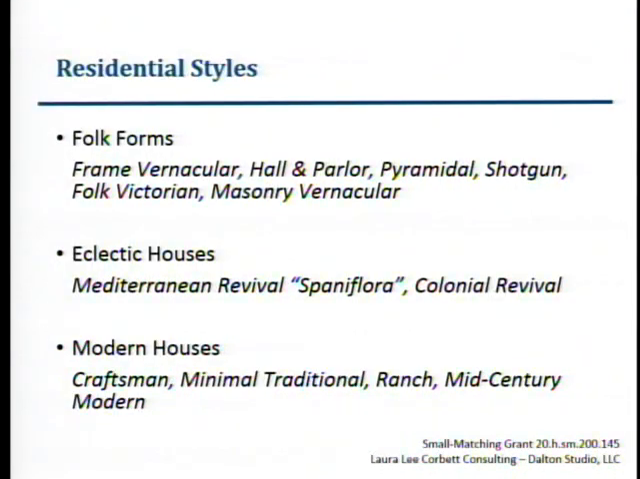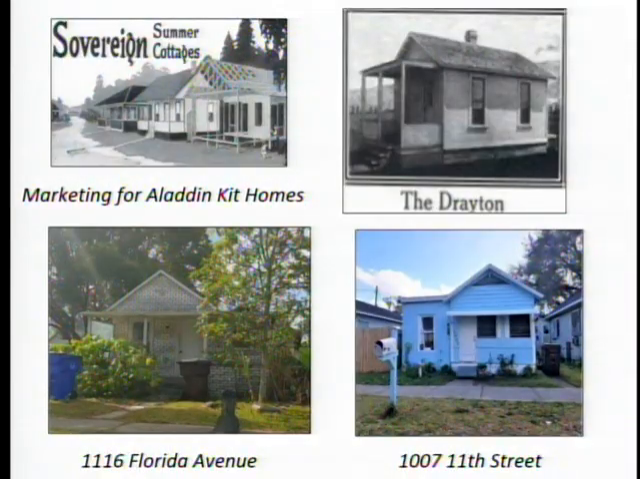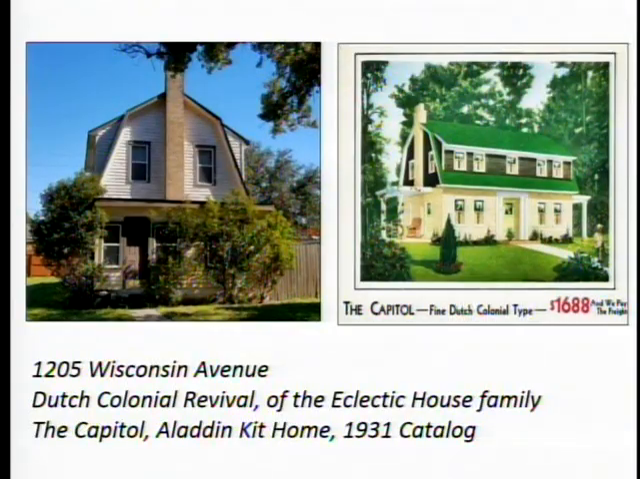Residential styles: you have several folk forms, eclectic houses that have more formal type designations, classifications, I should say, and then modern homes. So again, kit homes, please send us the information. We would love to get it so that we can make that connection between catalogs, the railroad, affordability, et cetera, and being able to establish that part of your history, the original tiny home, if you will.